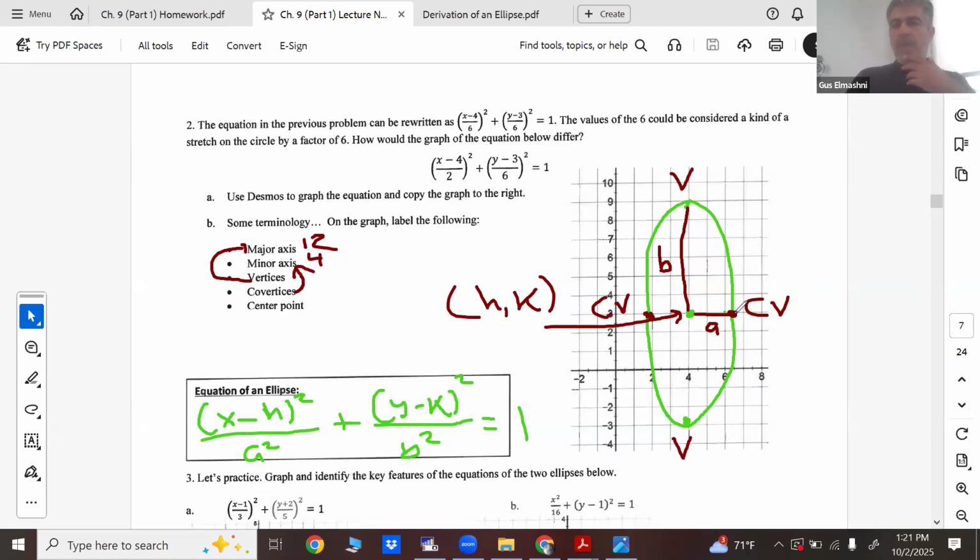So I'm labeling like that. I'm not going to actually put the coordinates because you guys can read the coordinates. I know you can do that. And the center, of course, is h comma k. We know that. Okay, so that's kind of dissecting the equation of an ellipse.